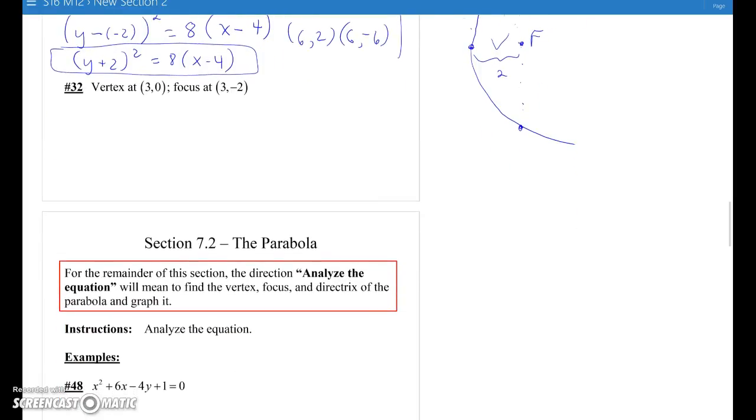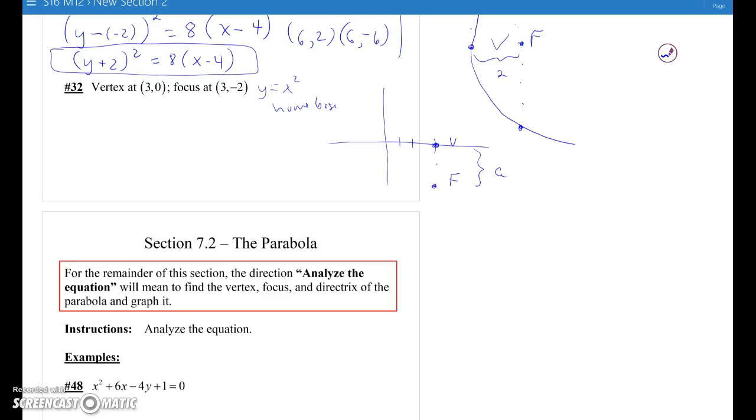So let's look at one more example where the vertex is at (3, 0). So here's the vertex, and the focus at (3, -2). Well, the focus being below the vertex tells me this one's going to open downward. So y equals x squared is home base for when it opens upward. But since this one opens downward, I know I'm going to have a negative number. So the distance between the vertex and the focus is the a, the size of the a.